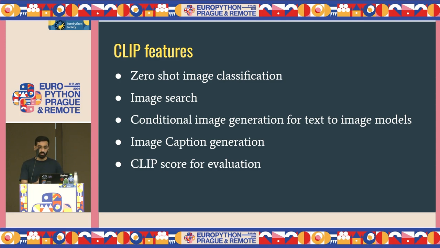And in reverse, it can also be used to generate a caption based on the image. Once we pass the image, it will be able to generate a caption from that image. That can be done by combining CLIP with a generative text model. And lastly, the CLIP score can be used for evaluation as well. We can download various multimodal models from online platforms and use a pre-trained CLIP model to evaluate which models suit our use case best.